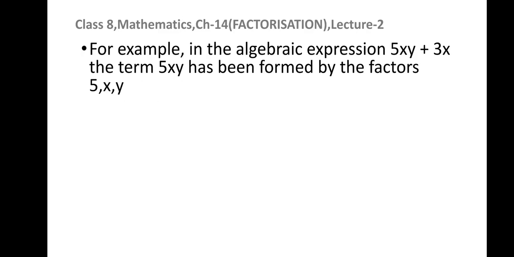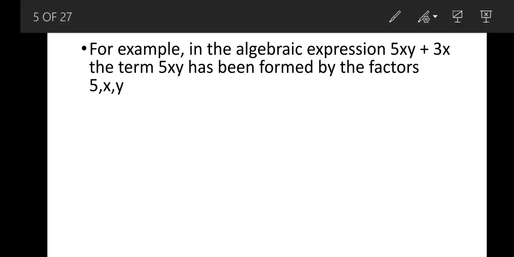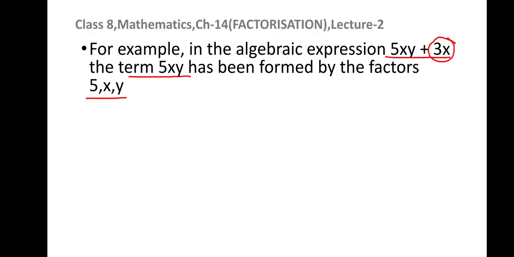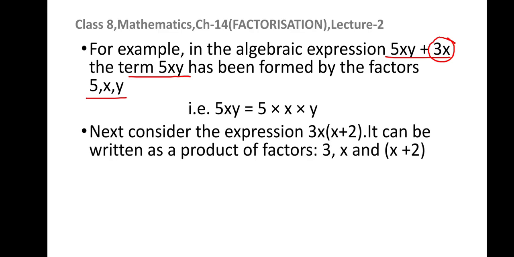Now let us understand the points with the help of a few examples. For example, in the algebraic expression 5xy plus 3x, the term 5xy has been formed by the factors 5x and y, and the term 3x has been formed by the factors 3 and x. 5xy, as we know, has been formed by 5 into x into y. So these are the factors of 5xy. Similarly, 3x can be expressed as 3 into x.